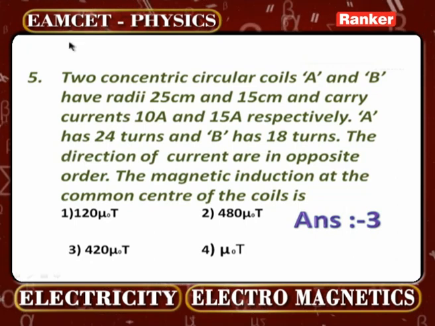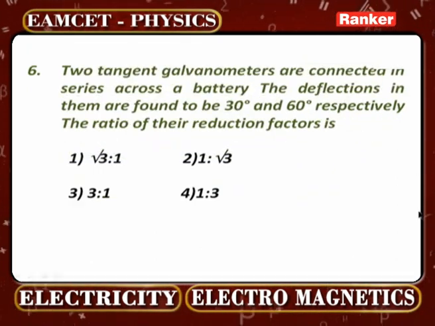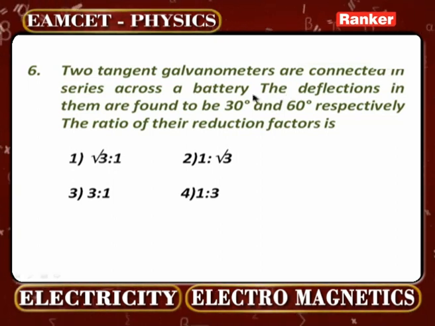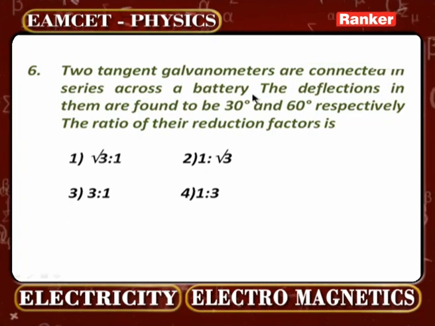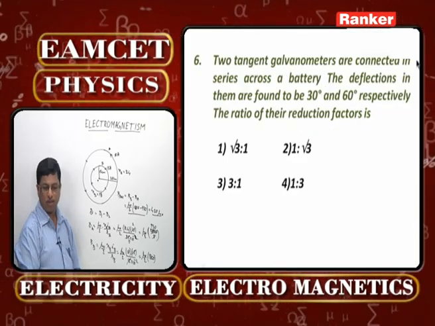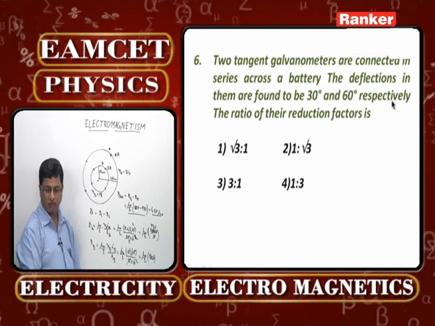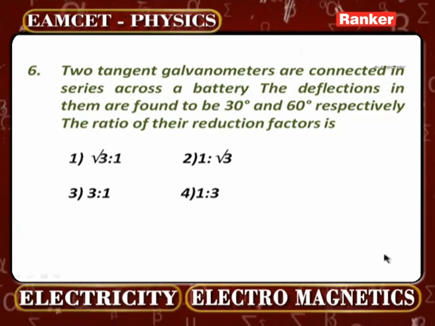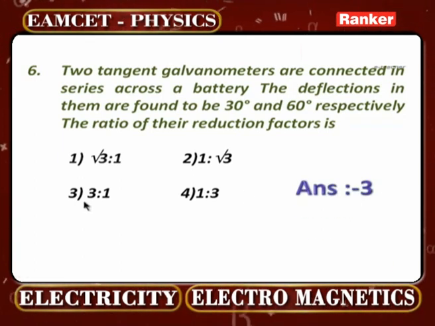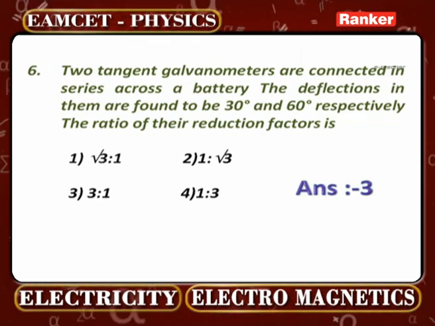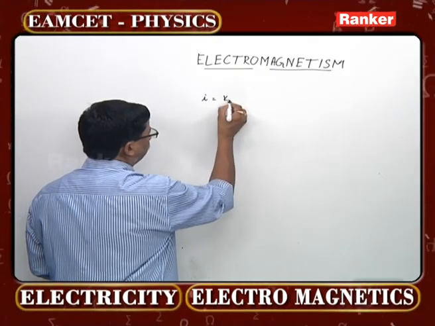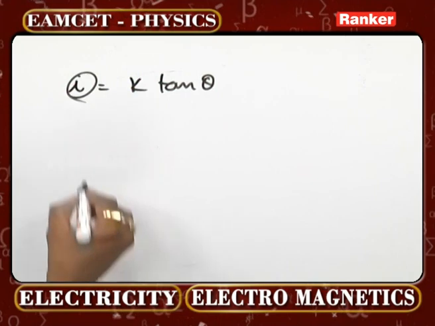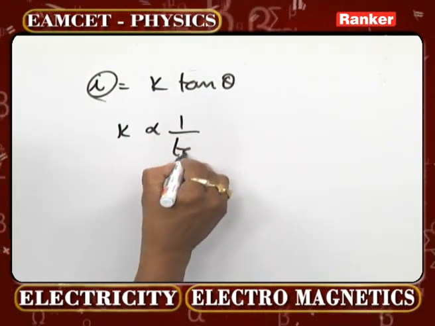Look at the next problem, that is problem number 6. Two tangent galvanometers are connected in series across a battery. In series means it is clear that current is the same in both of them. The deflections in them are found to be 30 degrees and 60 degrees respectively. The ratio of their reduction factors is how much? Just now I have given you, in tangent galvanometer, I is equal to K tan theta. That is the formula. So when I is constant, since they are connected in series, K is inversely proportional to tan theta.